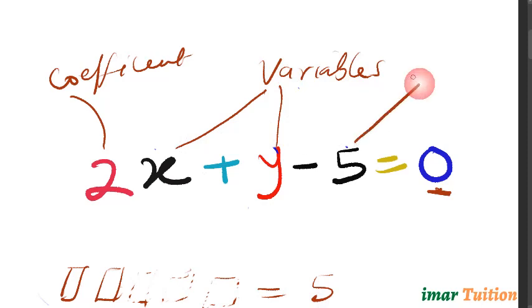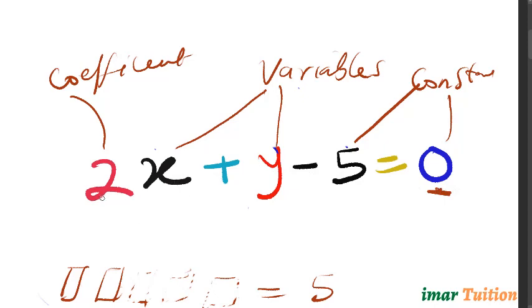And we'll have what? A constant. A number standing on its own is called a constant. This 5 and the 0, they are constants here. Their value will not change. They remain constant. The value is 5. This one is 0. But Y and X, the value varies.